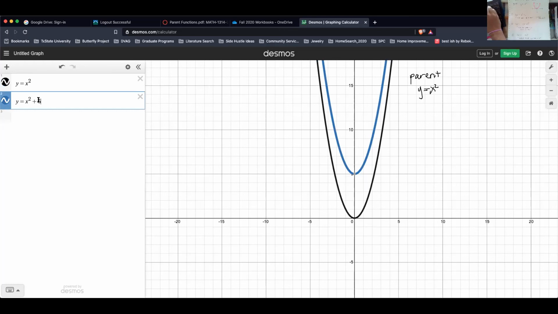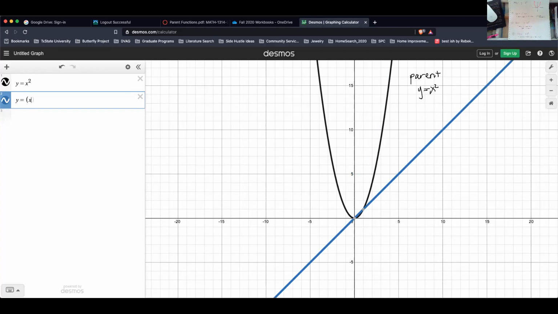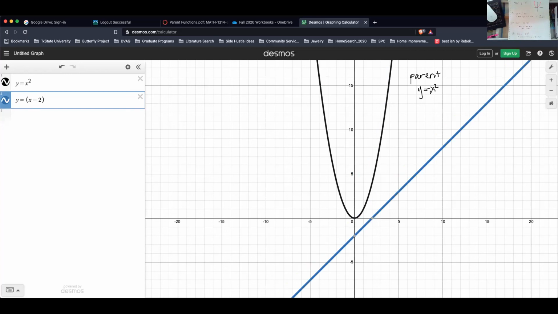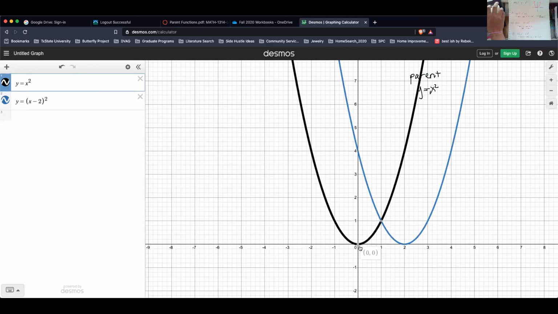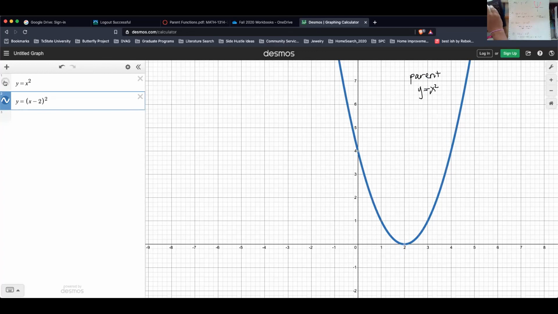But if we change this blue function to the second problem that we just had, which was x minus 2 squared, now we're taking the input, subtracting 2, and then we're squaring that. Well, it looks like the reference point here at 0, 0 got shifted over to the right 2 units. So the input got shifted to 2. So you end up with the same parent function, but it got moved over, slid over to the right.